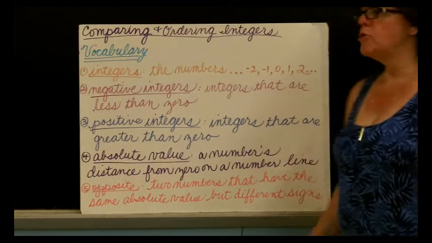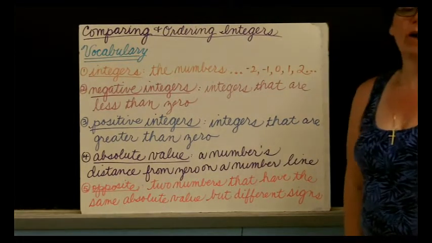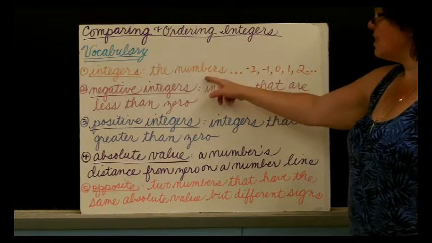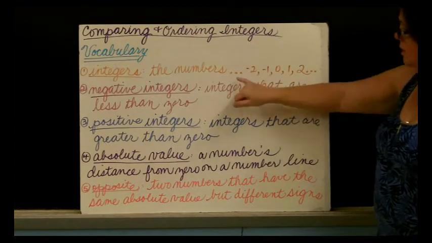Next lesson, what we're going to do is compare and order integers. And for this lesson, we have 5 vocabulary terms. Let's get started. Our first term is an integer. Integers are the numbers. Now take a look at how I wrote it here.